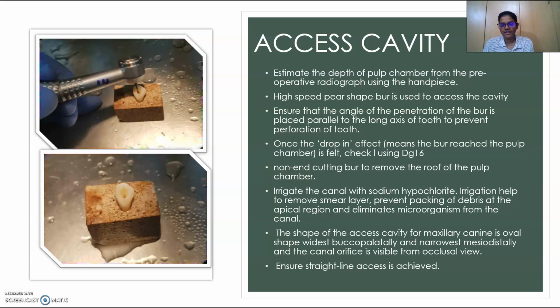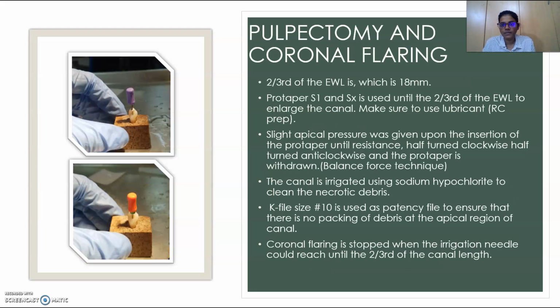Next will be the access cavity. For this 2.3, it's a canine, so the shape of the access cavity is oval, which is widest buccopalatally and narrowest mesiodistally. Okay, next is pulpectomy and coronal flaring.